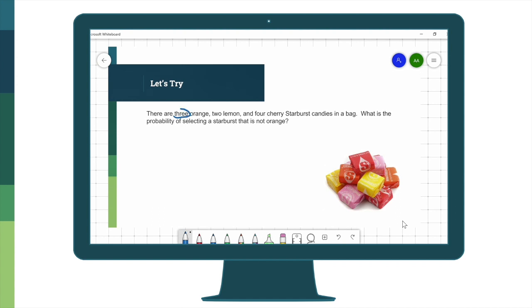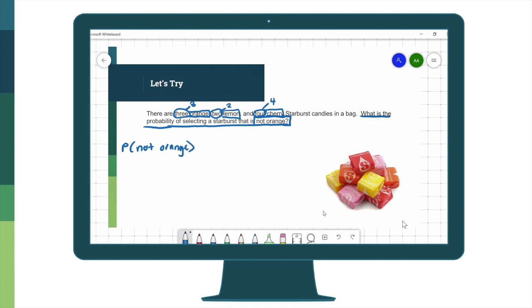So I'm going to circle the number 3. It's in written form. I'm going to write it in numerical form. And I'm going to box the key information. So 3 is talking about the orange color or flavor. I have 2 lemon. I have 4 cherry. And I want to know what is the probability of selecting a starburst that is not orange. I haven't done any experiments yet. I just want to know what is the likelihood that I select a flavor that is not orange. I've underlined that question. Now that's going to help me make sure that as I solve this word problem, I have all the information set apart. So the probability of not orange.